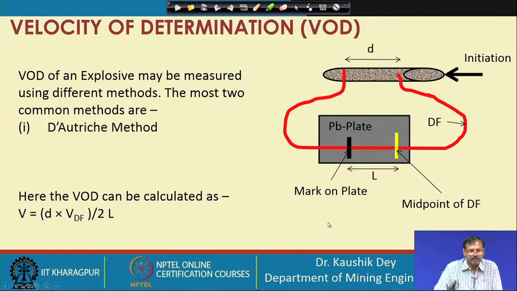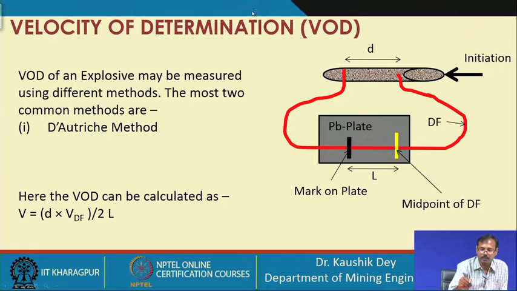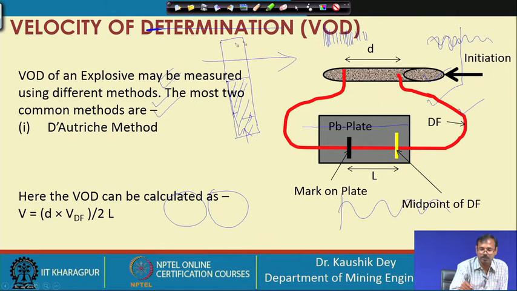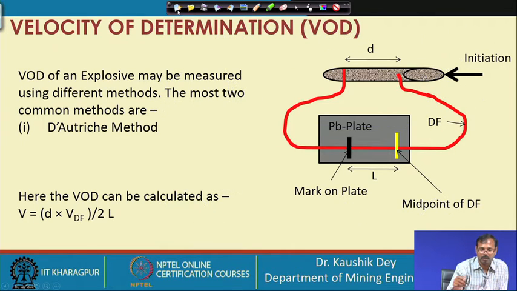How we can measure the velocity of detonation? I think there is some problem in the slide, please correct it. This is the velocity of detonation.